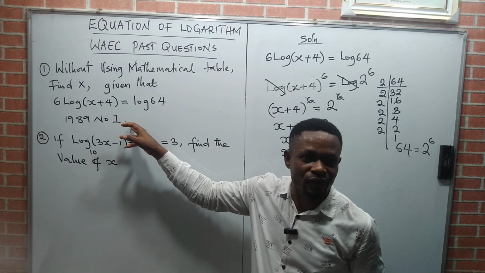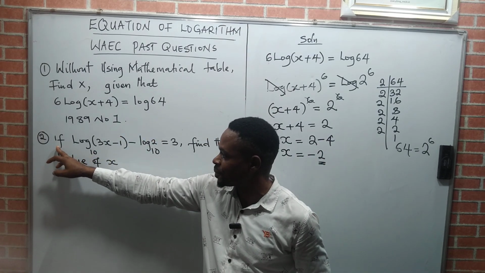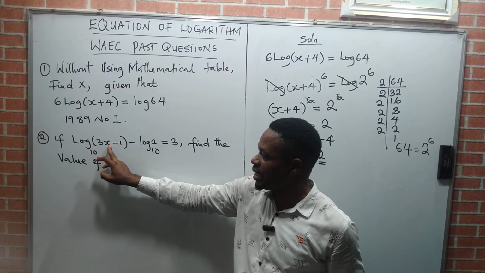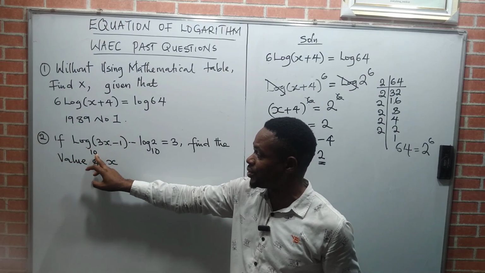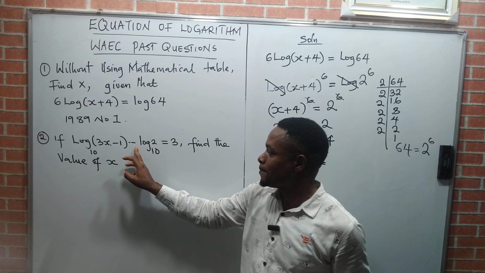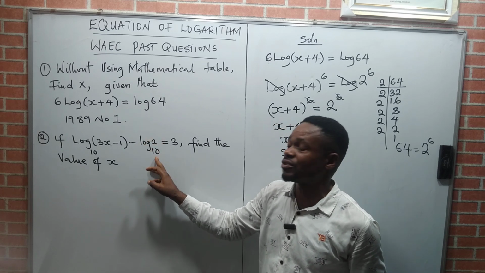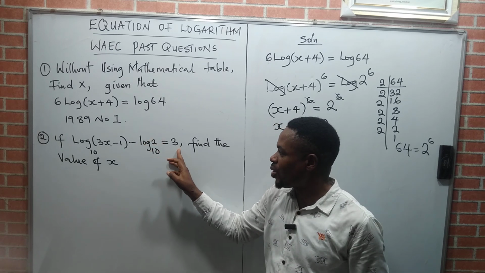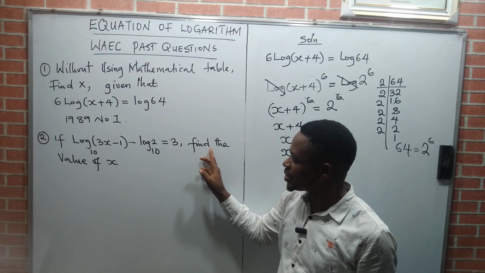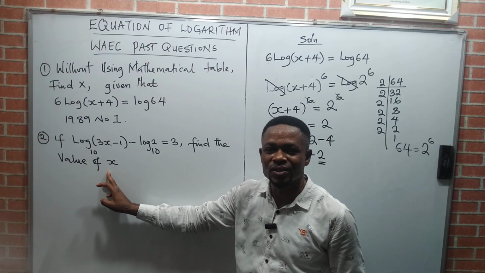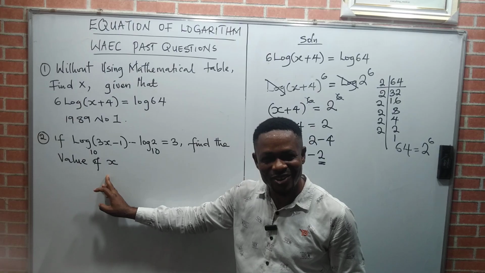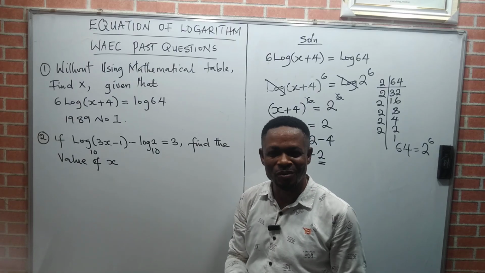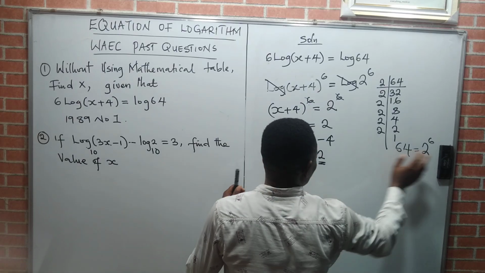Now, let us move again to the second question. Watch. If log of 3x minus 1 in bracket to the base of 10 minus log of 2 to the base of 10 is equal to 3. Now, the question says find the value of x. Find the value of x. Can we observe this now? Watch.